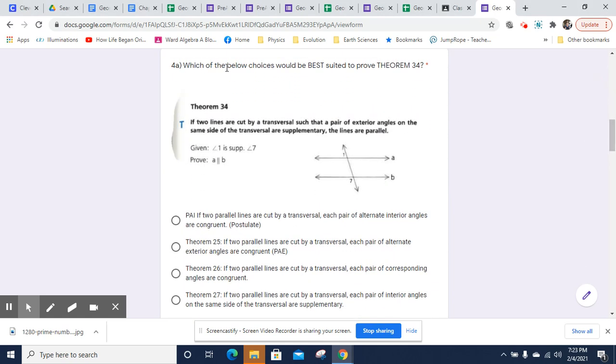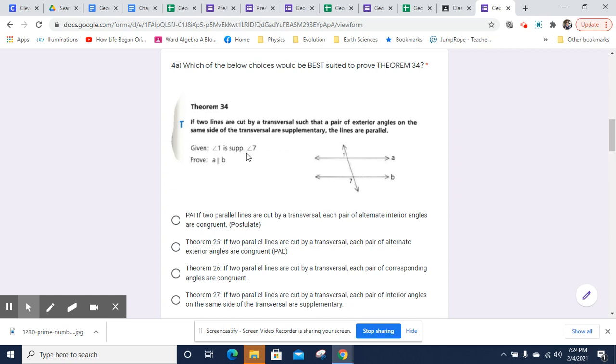So here we go. Which of the following choices would be best suited to prove Theorem 34? Theorem 34 says, if two lines are cut by a transversal such that a pair of exterior angles on the same side of the transversal are supplementary, then the lines are parallel. As with the previous ones, really what you're looking for is something that says this in reverse, because we've been given that 1 and 7, these are exterior angles because they're outside the set of parallel lines, and they are on the same side of the transversal, and we've been told they're supplementary.